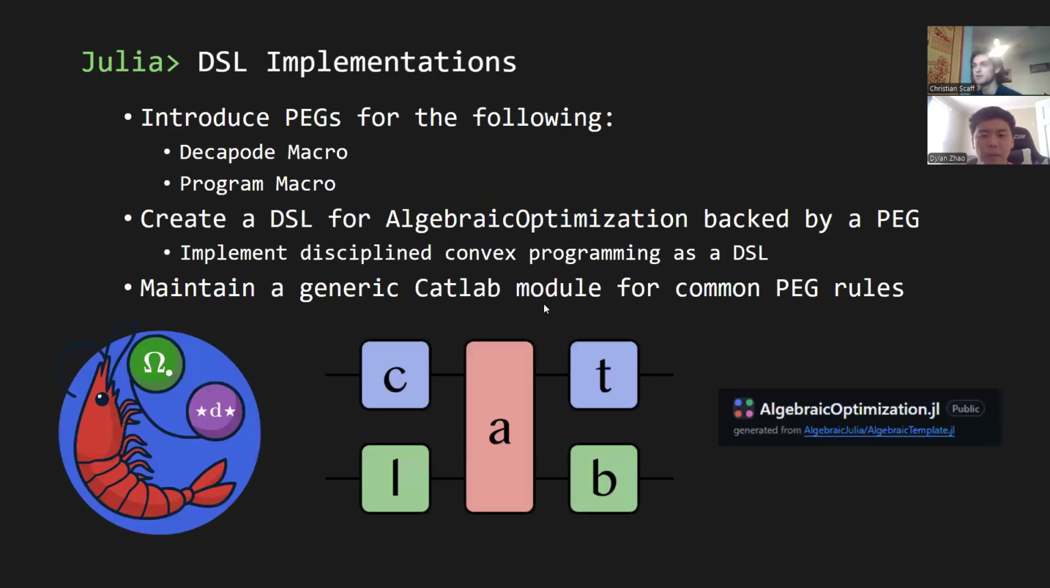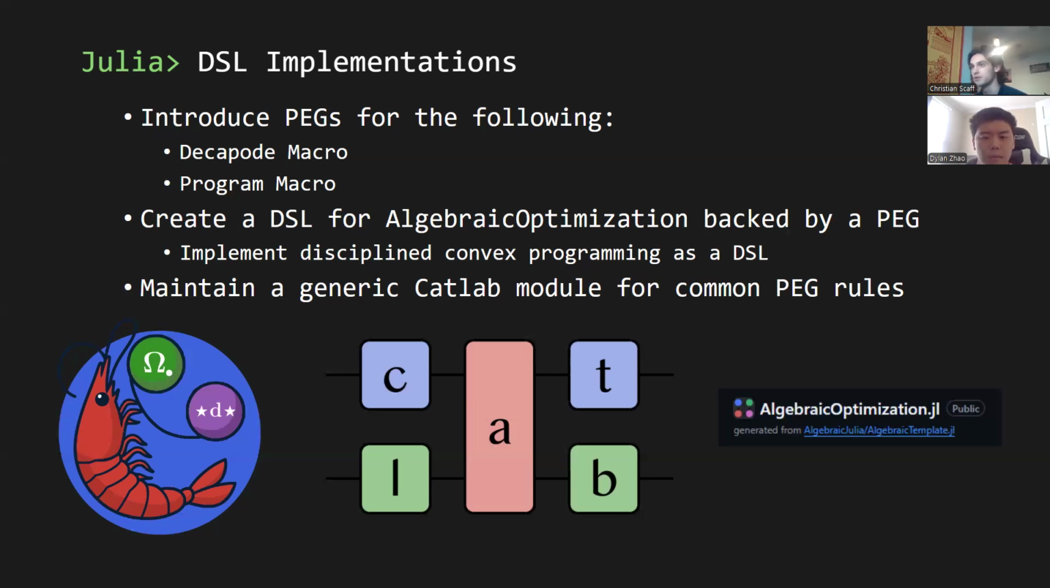All right, so let's go ahead and look at what exactly our implementations are going to be. Dylan already mentioned that we're going to take some domain-specific languages within Algebraic Julia and convert them to our new method with a parsing expression grammar. We want to introduce PEGs for the following macros: the Decapode macro and the program macro. The Decapode macro is utilized for representing physical systems. The program macro is utilized for representing directed wiring diagrams, which is important in category theory.